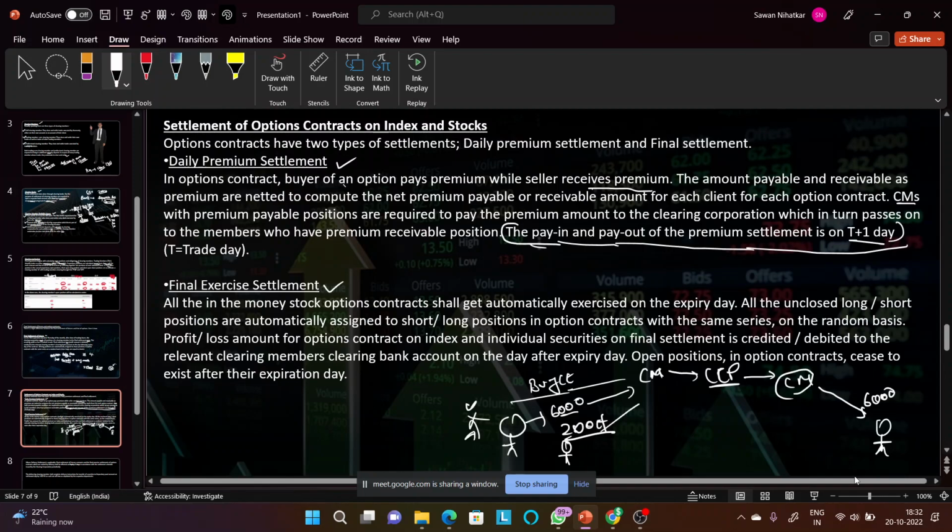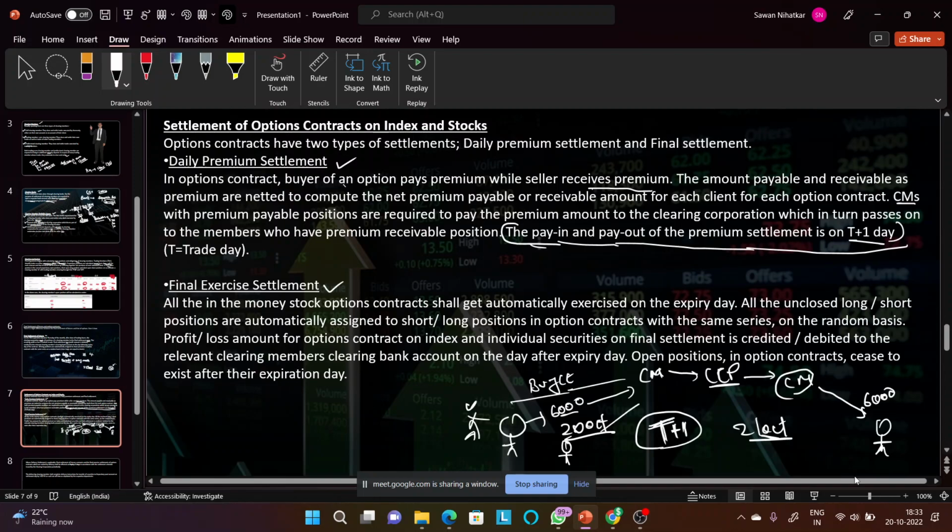And this thing will happen on 21st of October, which is T plus 1. That is trade का जो मेरा डे था वो मेरा आज का डे था, and plus 1 अगर उसमें लिखा है तो T plus 1 means tomorrow's date, that is 21st of October. So on that daily premium settlement will happen.